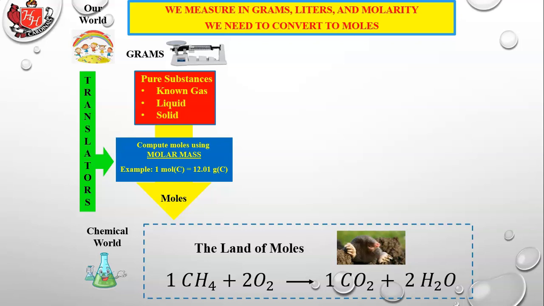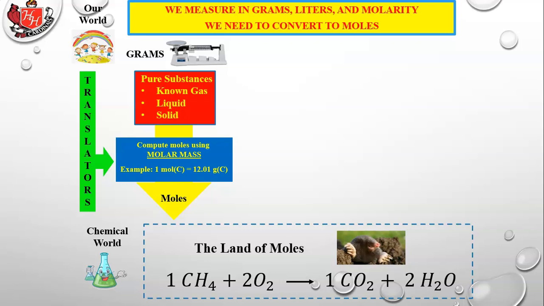We speak in the language of grams that we can weigh on a scale. The chemical equation speaks in terms of a number of particles, a number of molecules, a number of atoms, which we can't possibly count. So what the translator does is it converts our world of grams into the number of molecules or moles that the chemical equation can understand. And then once the chemical equation is done doing its work, we can use the translator to go backwards from the chemical world back to our world of grams, so we know how many grams.